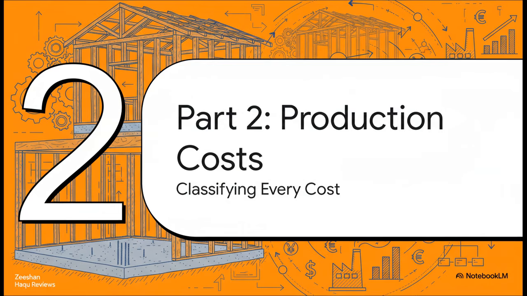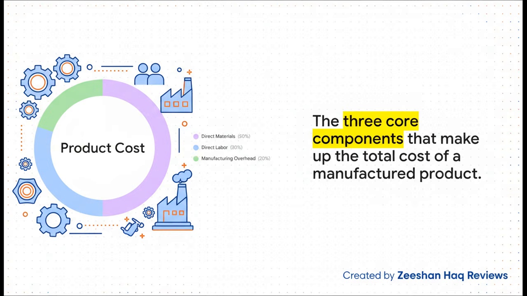All right, our foundation is poured. Now it's time to start framing the structure. Let's move on to the next part of our blueprint. We're going to classify every single type of cost that goes into making your product. You know, at a high level, the cost of pretty much any manufactured product breaks down just like this. You've got your direct materials, the steel, the plastic, the screws. You've got your direct labor, the actual people putting the product together, and then you've got this big one, manufacturing overhead. That's the factory rent, the electricity, the machine depreciation. Our goal here is to capture all three and do it accurately.